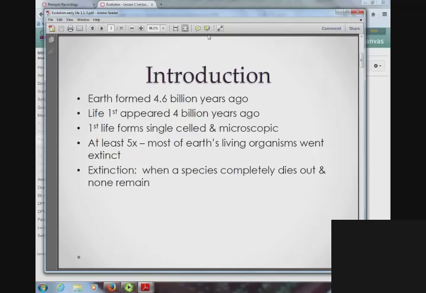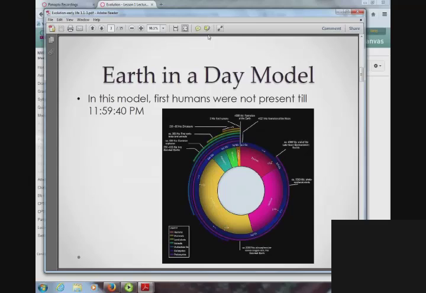The Earth formed 4.6 billion years ago. Life first appeared about 4 billion years ago. The first life forms were single-celled and microscopic. At least 5 times we know that most of the Earth's living organisms have gone extinct, and extinction is when a species completely dies out and none of them remain.